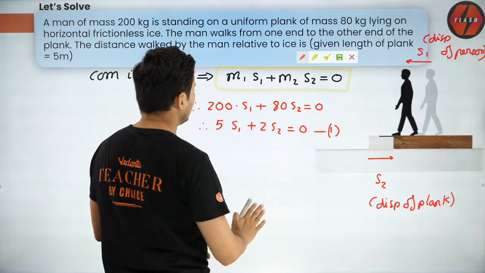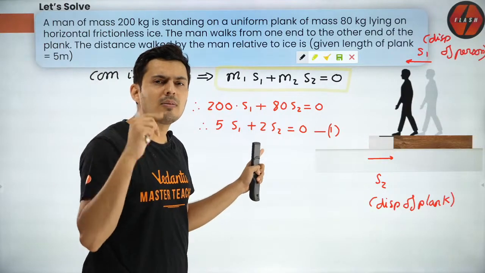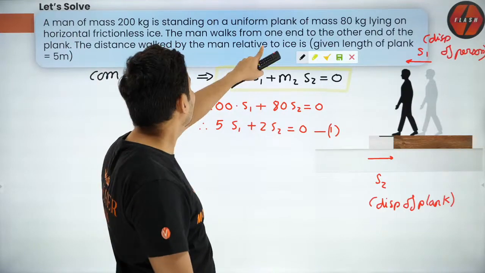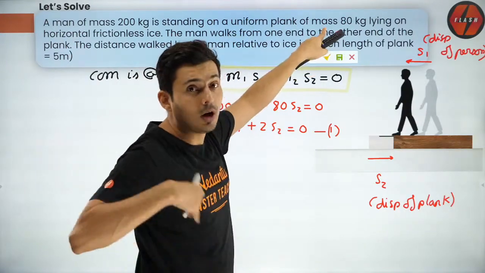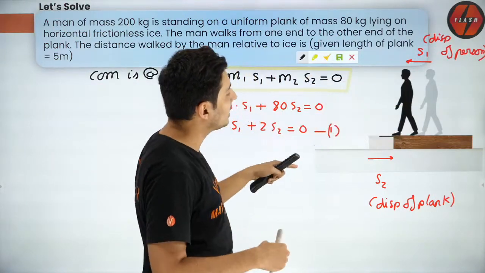Now, if this is clear, let's do one thing. I have two variables but only one equation. I need one more equation. Where do I get it from? Read it carefully. The person walks. I have not used all the information, so I need something else. The person walks from one end to the other end.